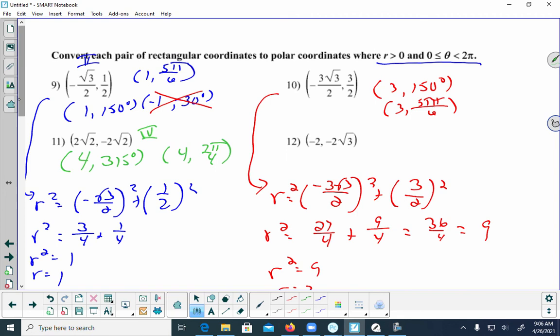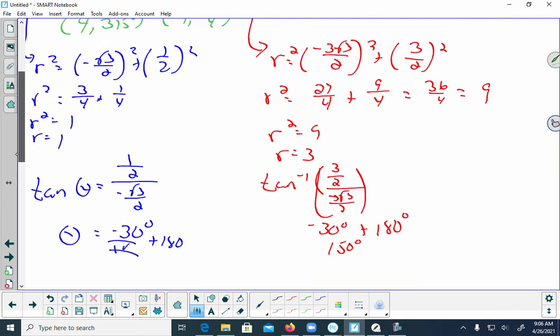So the last one is negative 2, negative 2 square root of 3. So this is in the third quadrant, so my angle is not going to be correct if I'm using my calculator.